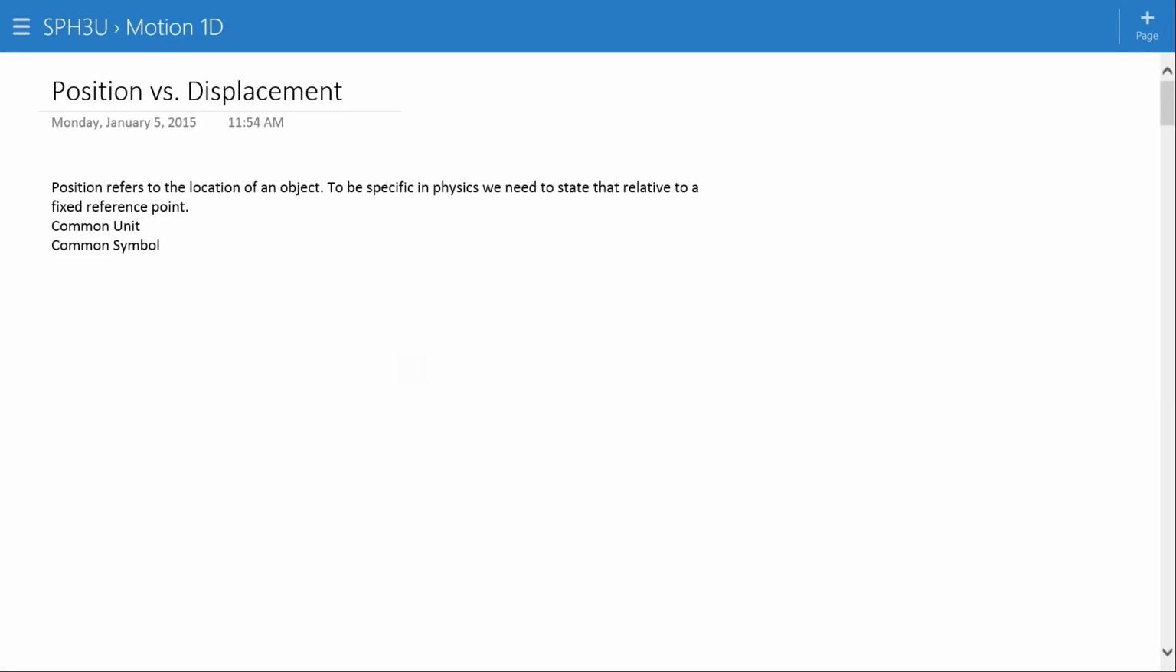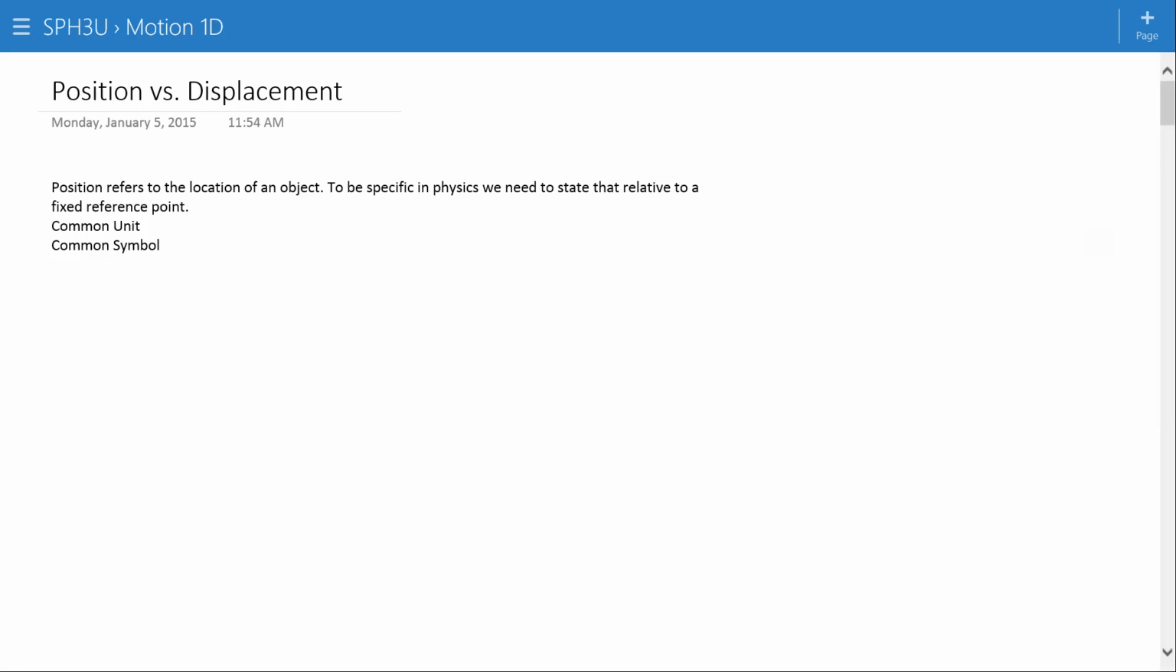Position versus displacement. Position refers to the location of an object. It's where that object is at one point in time. We want to be specific in physics. We need to say relative to some fixed reference point.